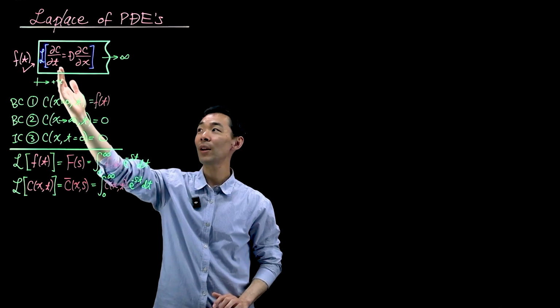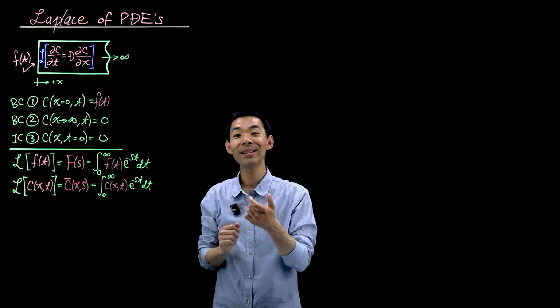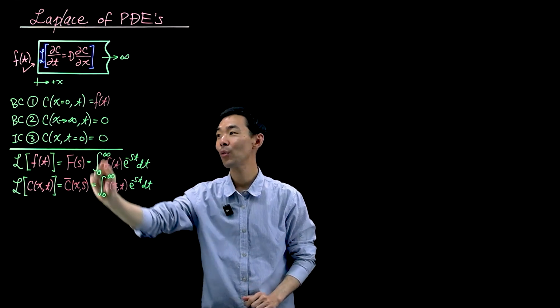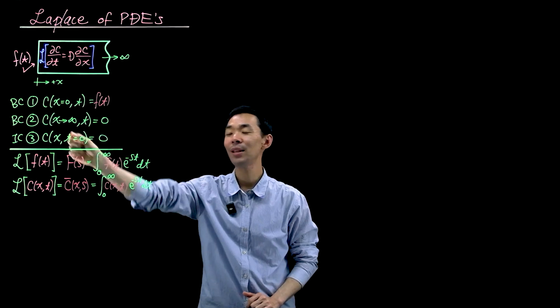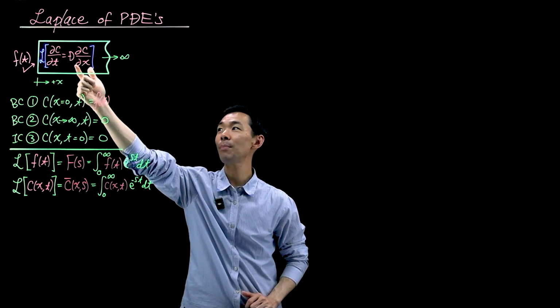When you take the Laplace transform of the first term, that's just the first derivative of time. So we have our handy-dandy relationship. You have s times c bar minus the initial concentration at time t equals 0. On the right-hand side, this D is a constant, pops outside.